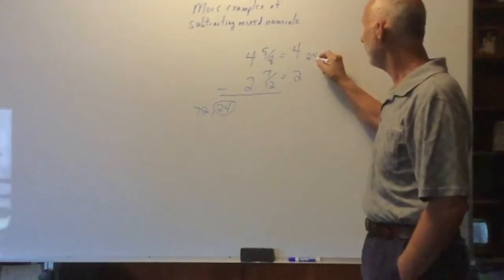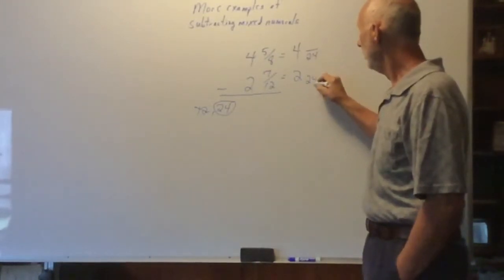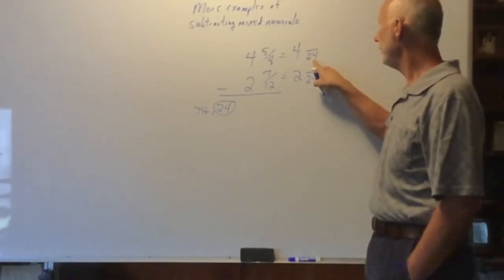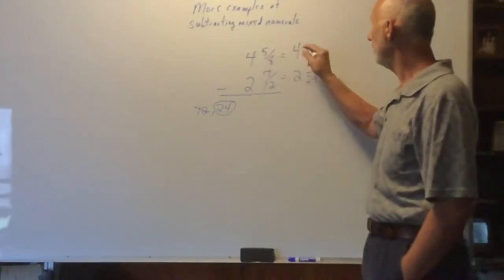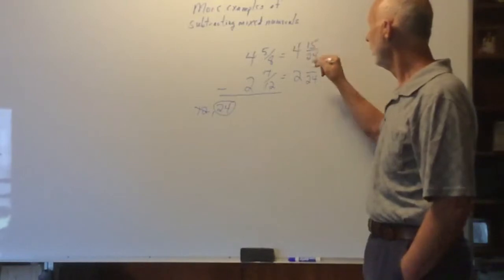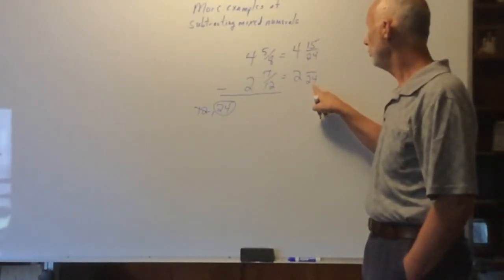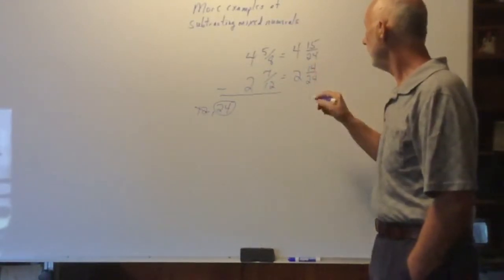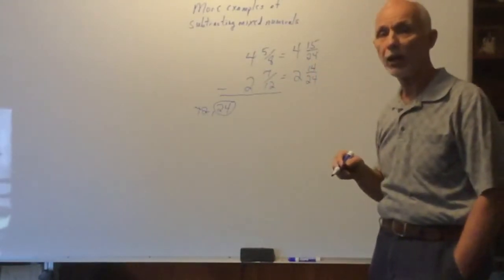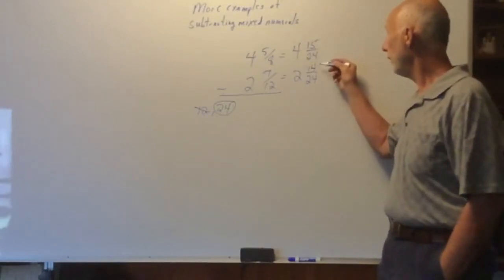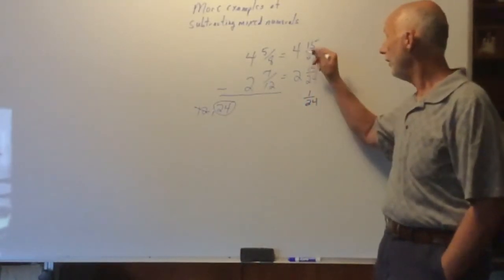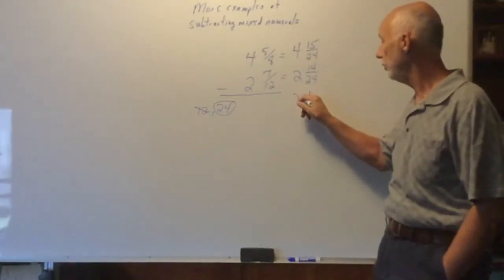And now I have to find the missing numerator for 24. 8 goes into 24 3 times. 3 times 5 is 15. 12 goes into 24 2 times. 2 times 7 is 14. Now look, this time I didn't have to borrow. 15 minus 14 is 1/24, and 4 minus 2 is 2.